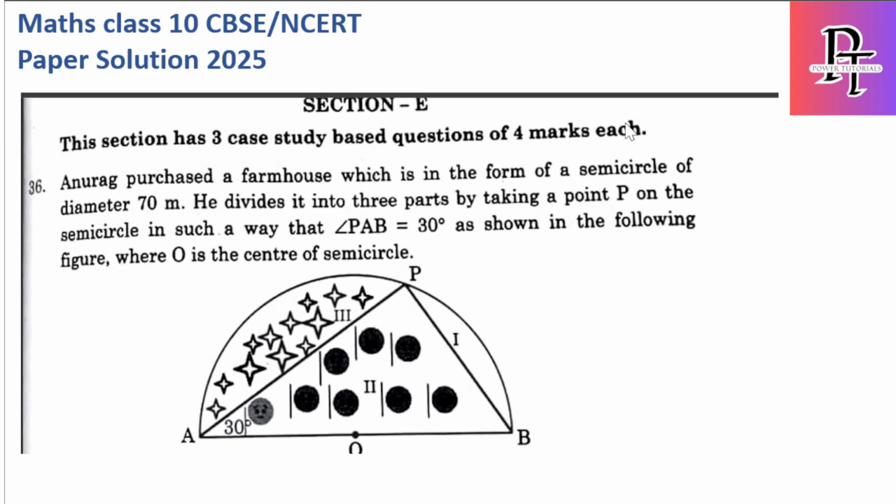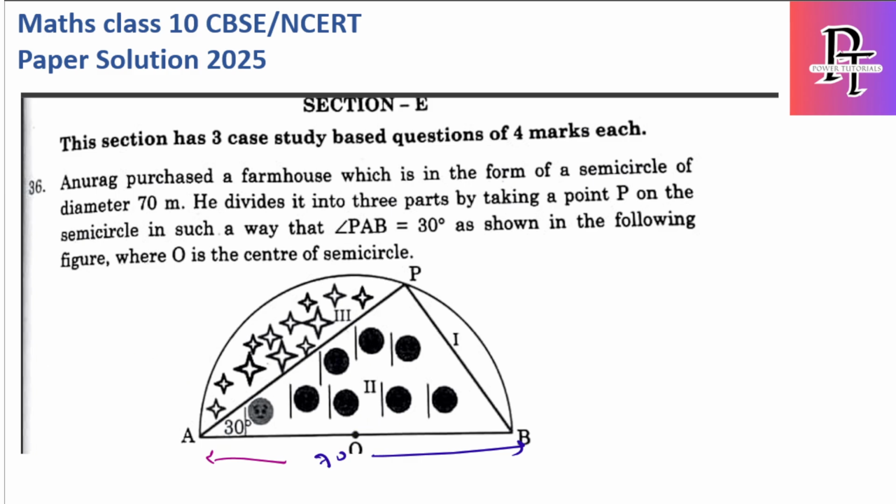Okay, so let's start with section E, which is the case study questions. Let's study the first case study, the 36th question. Anurag purchased a farmhouse which is in the form of a semicircle of diameter 70. So this is a semicircle which is having a diameter 70. Then he divides it into 3 parts by taking the point P. This is a point P on the semicircle such that angle PAB is equal to 30 degrees, as shown in the following figure, where O is the center of the semicircle.